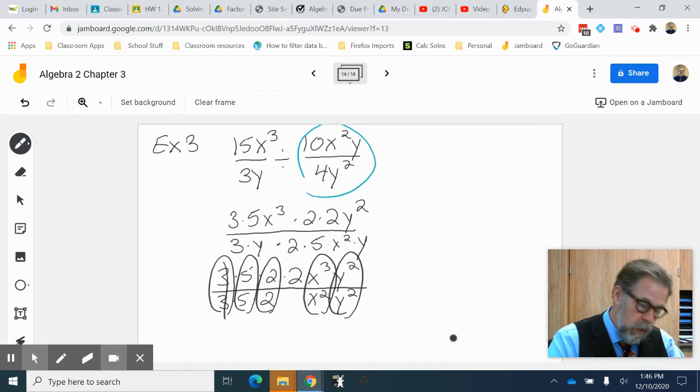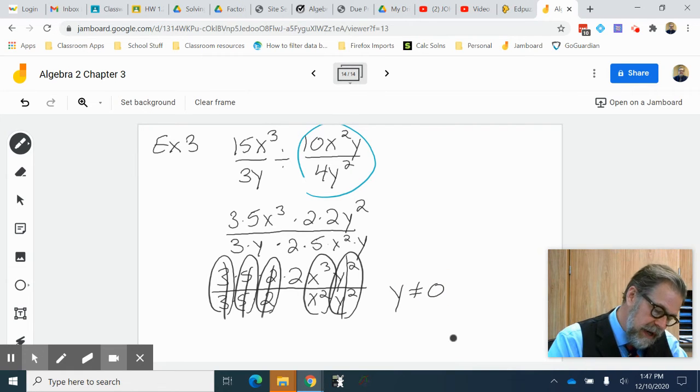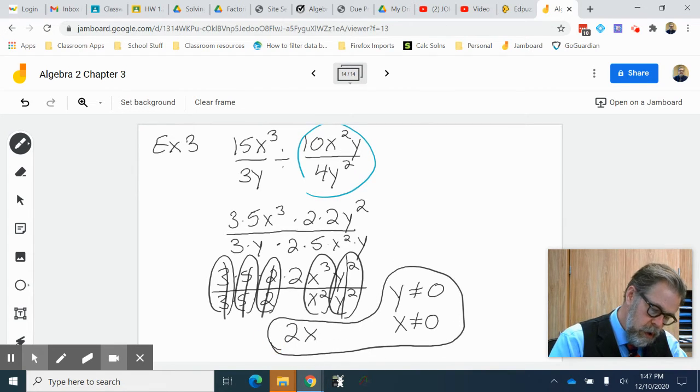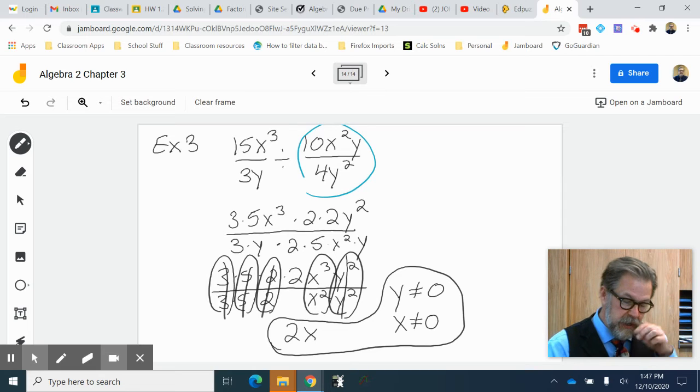3 over 3 is 1, 5 over 5, 2 over 2, y squared over y squared, as long as y is not equal to 0. And x cubed over x squared simplifies to x as long as x is not equal to 0. So this simplifies to 2x with those restrictions. This is a linear function, if I were to graph it, if it were a function, with a hole at the origin.